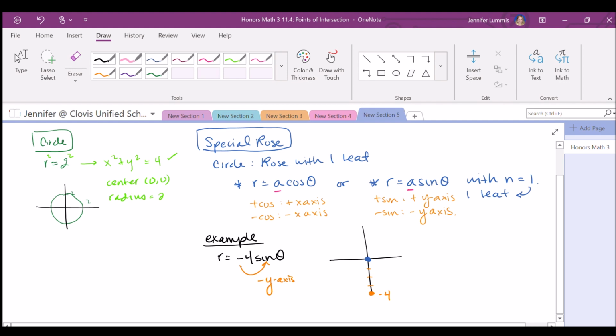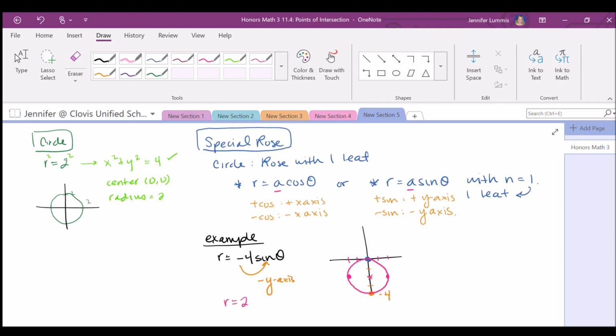So this is actually the diameter that we're looking at. That's the diameter of our circle, which means that the center of our circle is right in the middle at (0, -2), and we can see that there's a radius of 2. So we also want to go 2 units to the right and 2 units to the left, and that would create our circle there, or our rose with 1 leaf. All right, so what we're going to do now is we want to find points of intersection between different types of graphs.